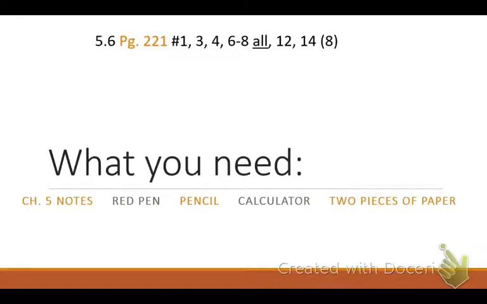All right, these are the things that you need out on your desk right now. You need your Chapter 5 notes, your red pen, pencil, calculator, and 2 pieces of paper. The first thing that I'd like you to do is go ahead and write down this assignment right here, 5.6. So if you would just go ahead and pause the video, give them a second to write that down.